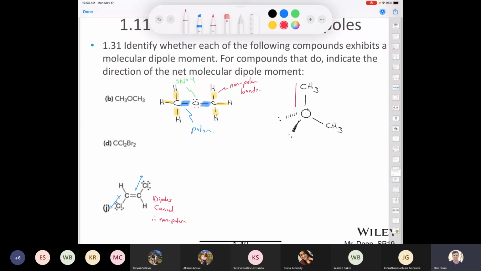Let's draw all the dipoles. I've got a dipole going this way. I've got a dipole going this way, and then I have 2 dipoles going this way. If you tally up all 4 of those dipoles, your resultant dipole is going to be going off in this direction. And so dimethyl ether is a polar molecule. So, net dipole, therefore, polar.